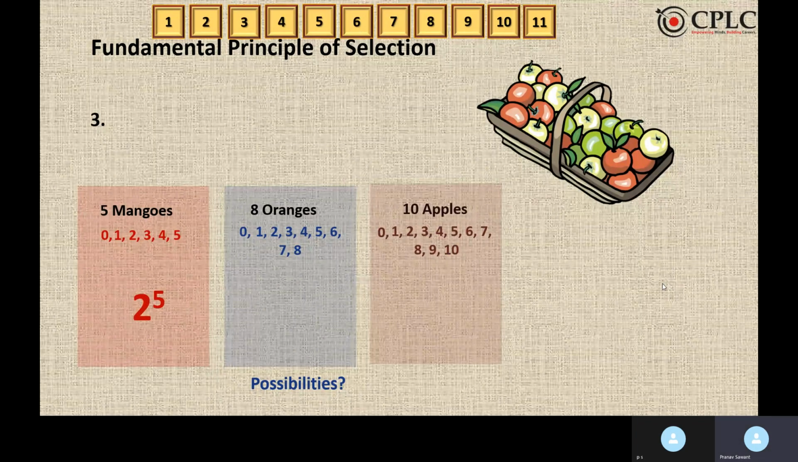So for 5 mangoes, I can have 2 raised to 5. For 8 oranges, I can have 2 raised to 8. For 10 apples, I can have 2 raised to 10. It's a compulsion of selecting all the 3 categories. Whenever it's a compulsion, we have to do multiplication. So this will give us 2 raised to 23. So 2 raised to 23 is the answer.